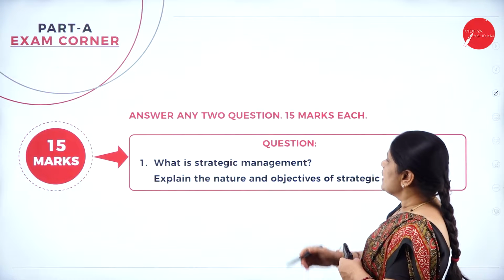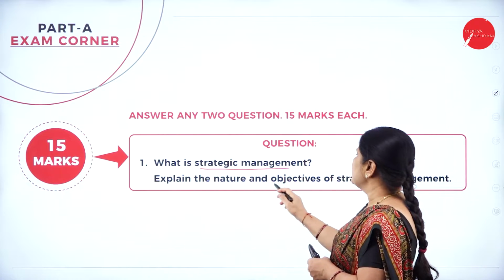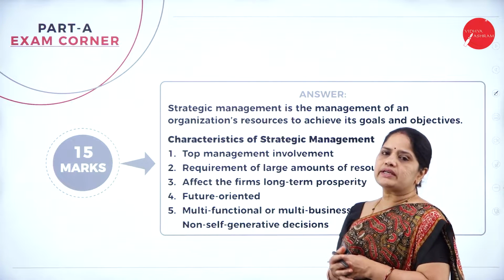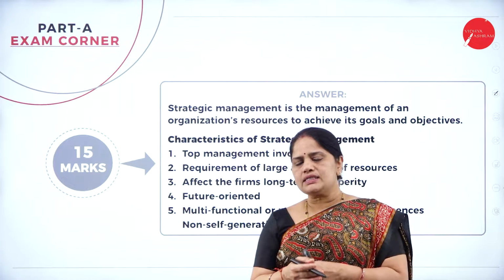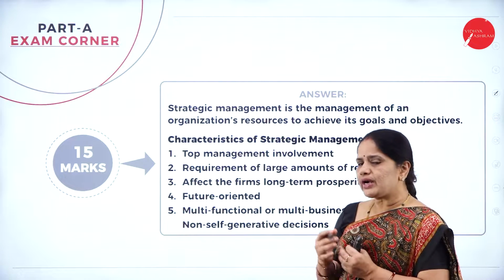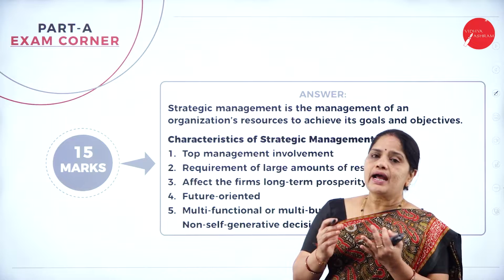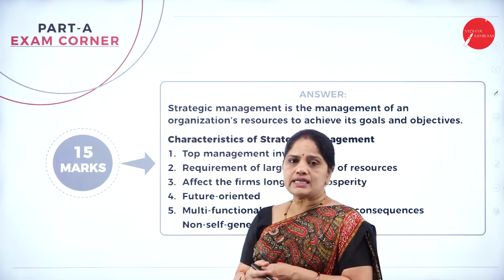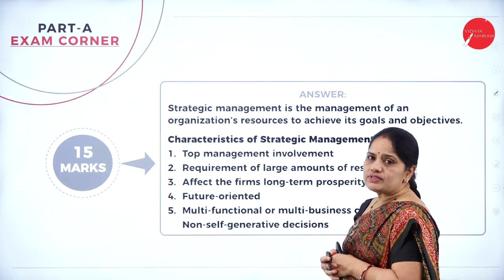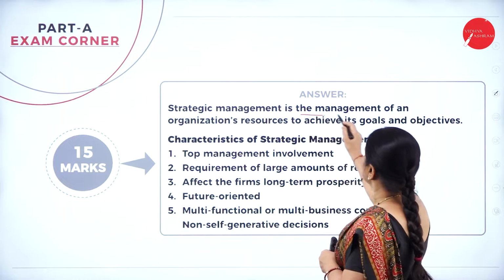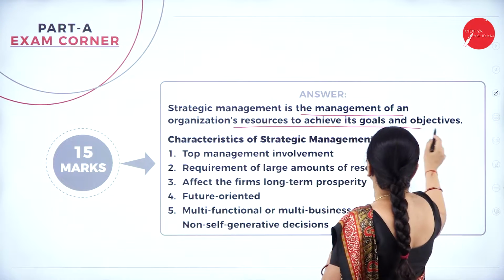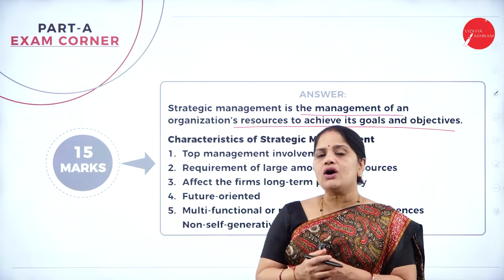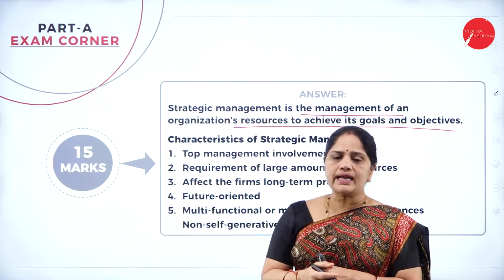Now, the first question is, what is strategic management? Explain the nature and objectives of strategic management. We all know that this subject of business policy is based on strategic management. So, we have to write the meaning of strategic management, and also explain the features and the objectives of strategic management. What is the meaning of strategic management? Strategic management is the management of an organization's resources to achieve its goals and objectives. So, strategic management is necessary for any organization in realizing its goals and objectives.